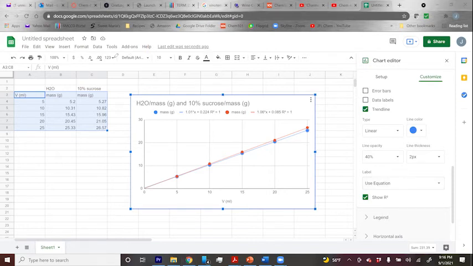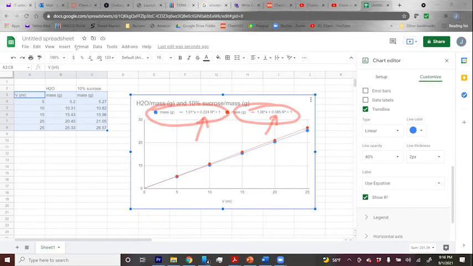So here is the line for the water, and then this is the line for 10%. You can see that the y-intercept, especially for the 10%, is almost 0. It's really, really, really close. For the water, it's a little bit off. So remember, we want to force the y-intercept to go through 0.